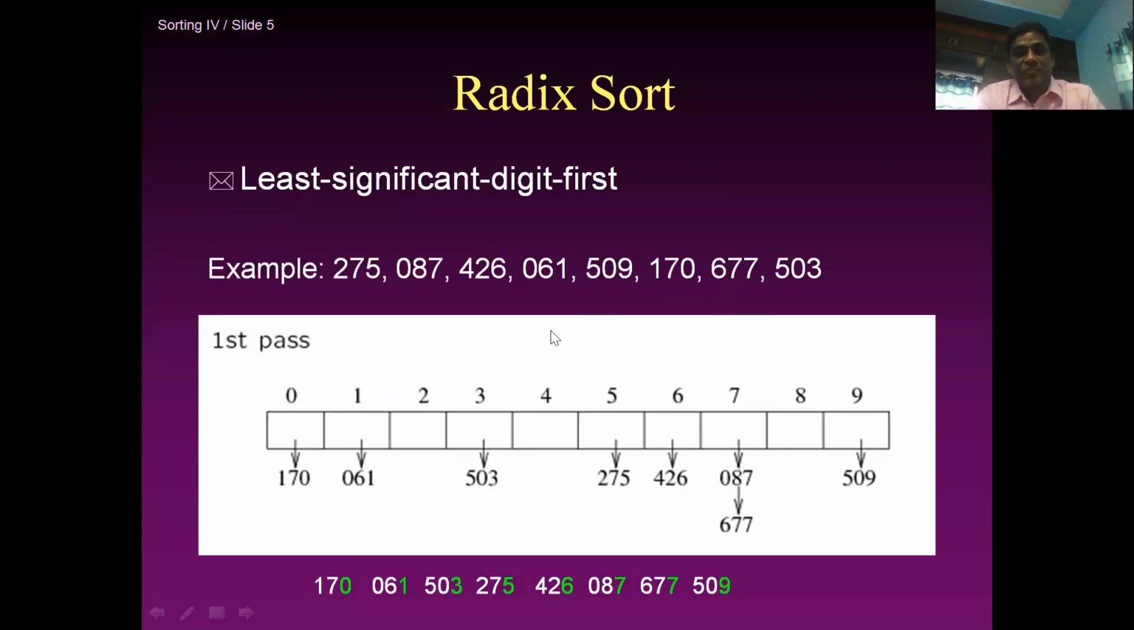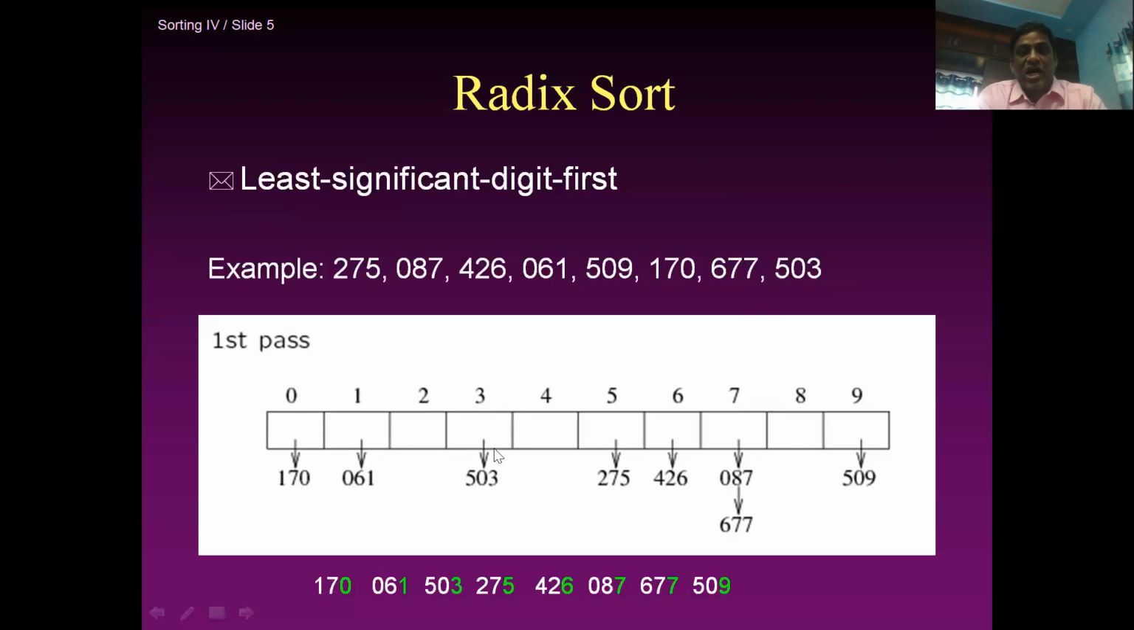677 is moved to bin 7. This one. There is already one number, and you insert it again after that number, 087, followed by that 677. And the last number is 503. The least significant digit is 3. So move this number to bin 3. Where is it? This one, 503.